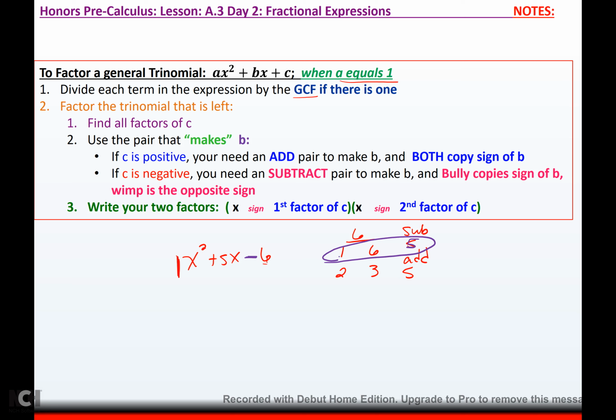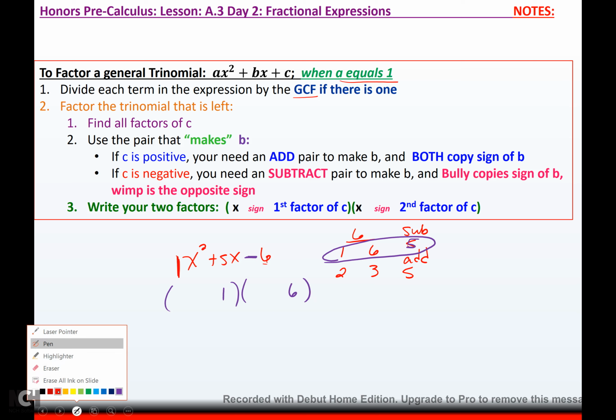So what you do then, those are going to be your two factors, 1 and 6. And those are going to go there every time. And when a is 1, it's always x and x, because what you're finding is two things multiplied together that equal that. Well, the only way to get x squared is to multiply an x by an x. So that has to be x and x when a is 1. And then again, I found my numbers, so those go in there.